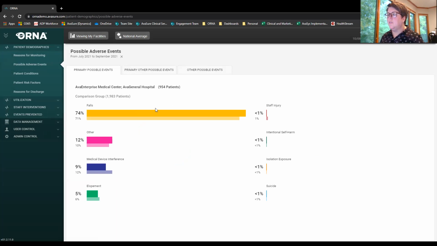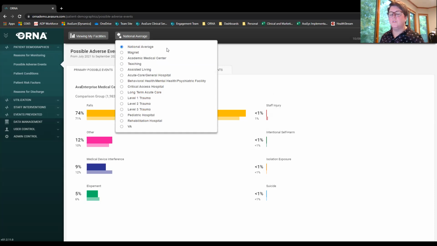You can see here for my site, falls is the top bar, and all of the ORNA participating comparable sites is the bottom bar. This up here, national average, like I said, we're defaulting to all the ORNA comparison. If I click on this, you can see there are several other different types of hospitals that we can compare ourselves against.